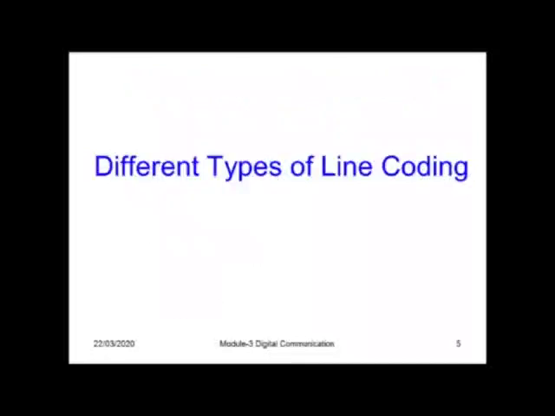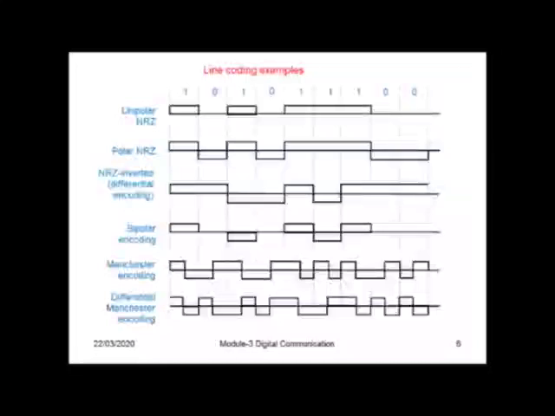There are different formats of line coding, like unipolar, polar, bipolar, Manchester and differential Manchester. Let the data to be transmitted be 1010111100. The different formats of these schemes are as depicted in the figure.